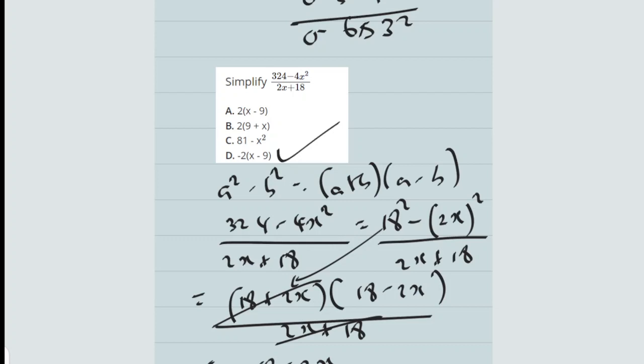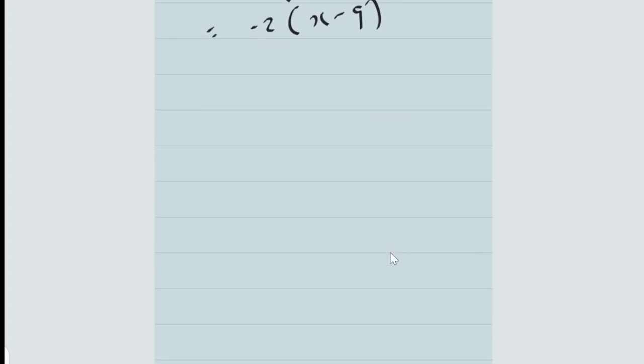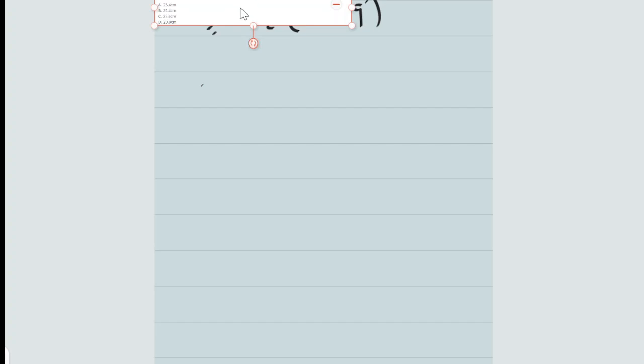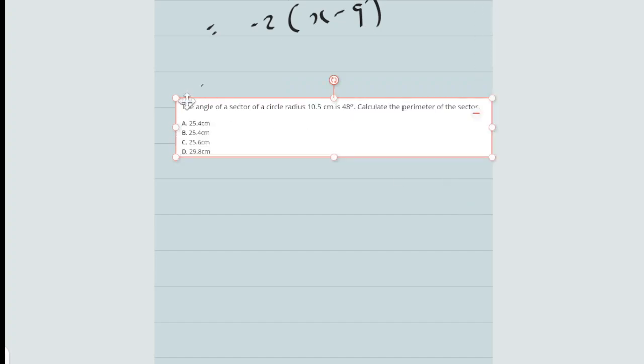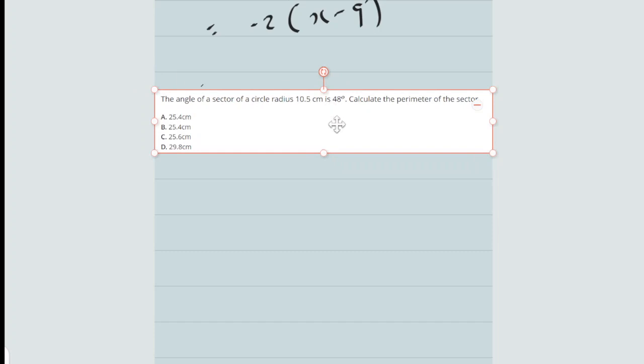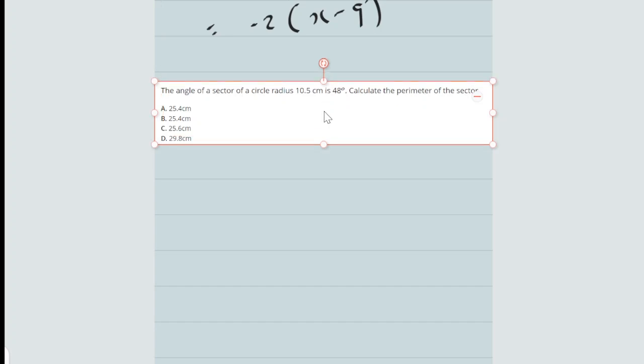So the next question. We have that the angle of a sector of a circle of radius 10.5 centimeters is 48 degrees. So calculate the perimeter of the sector.